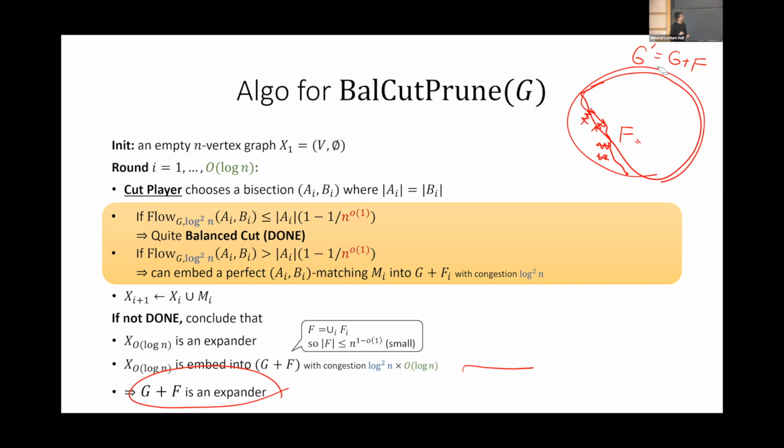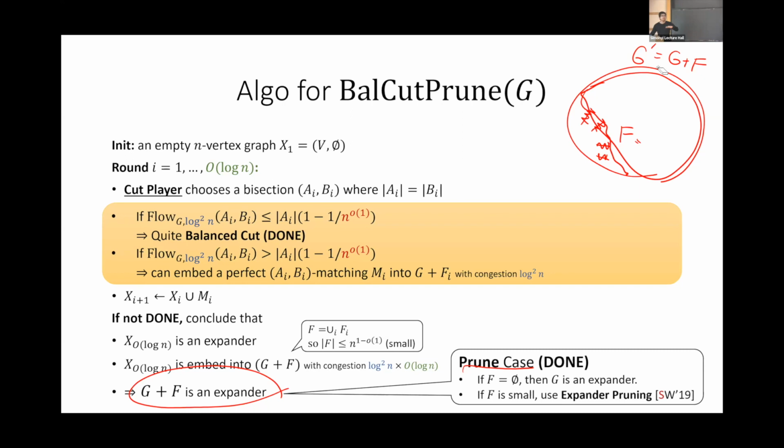So I just implement the expander pruning in G plus F. You have G prime, which is G plus F, and you delete F out. The set F is small, so it will prune only small things out of it, and the rest is an expander. So I use expander pruning here.